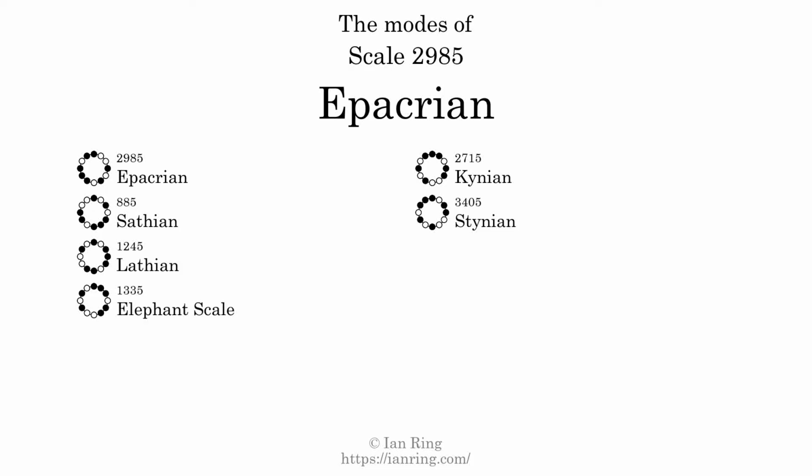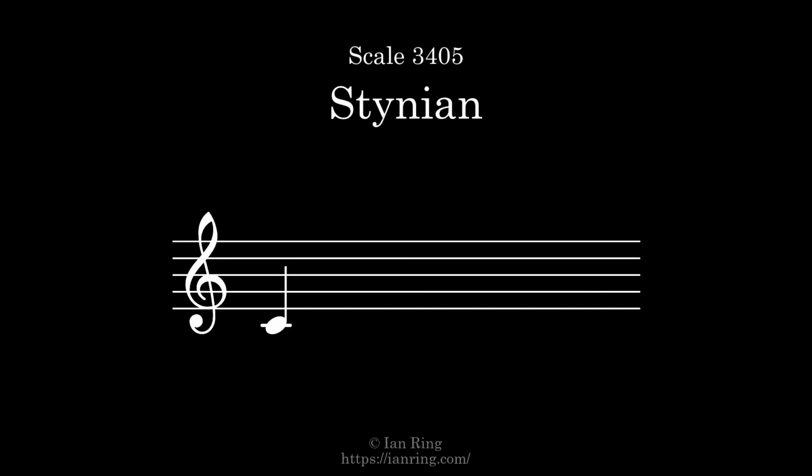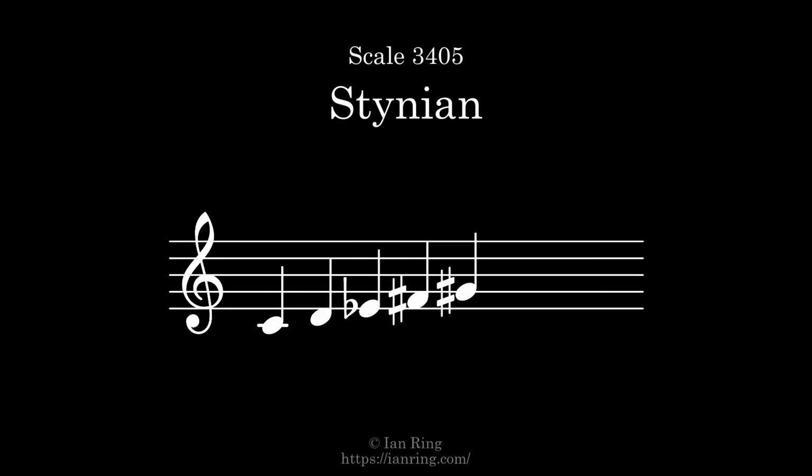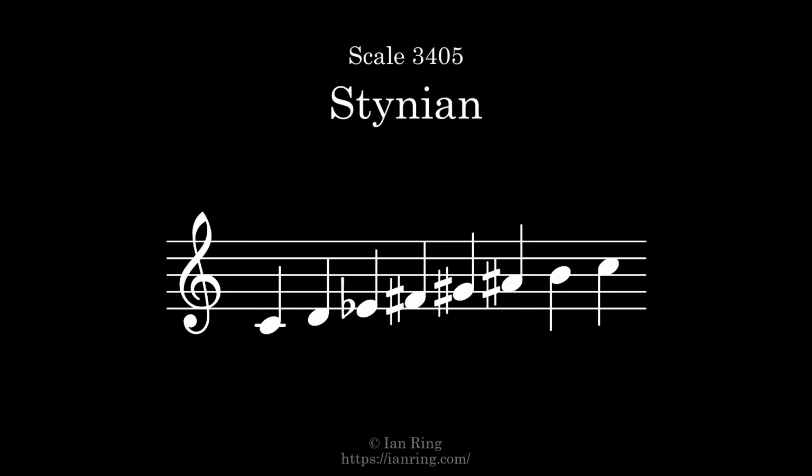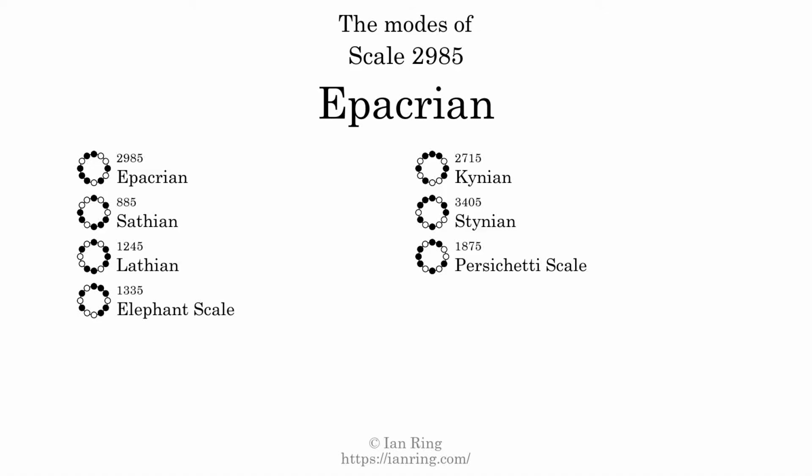The sixth mode is scale 3405, also known as Steinian. It sounds like this. The seventh and last mode is scale 1875, also known as Persichetti scale. It sounds like this.